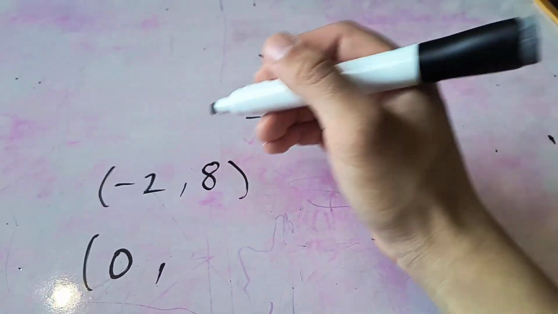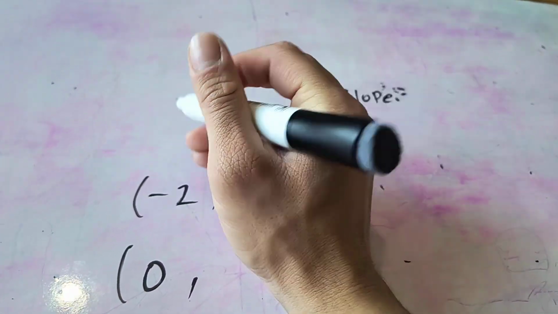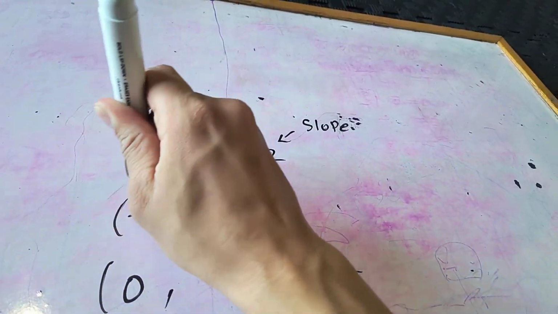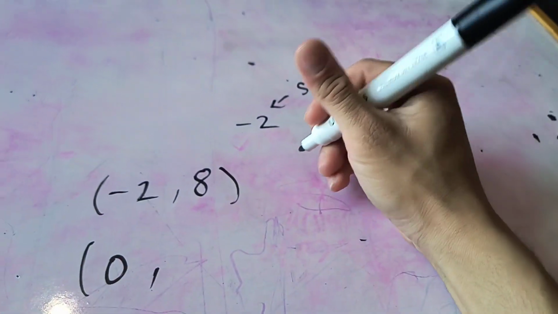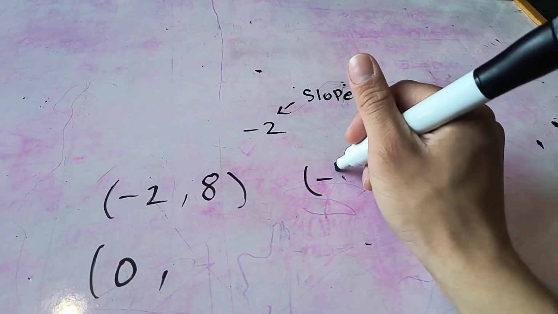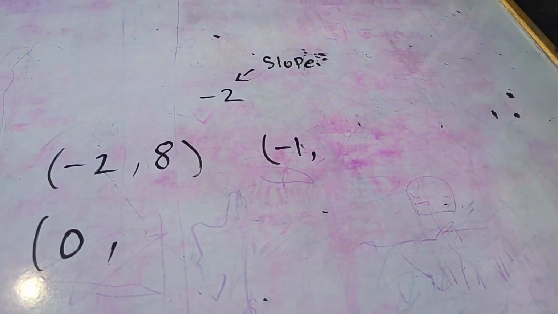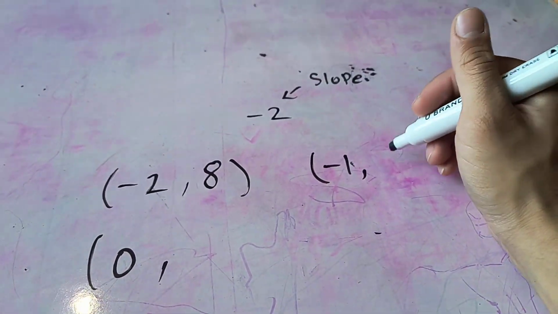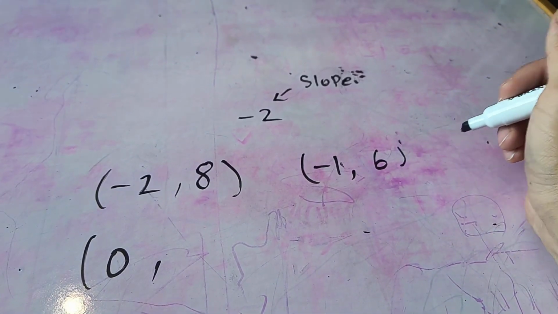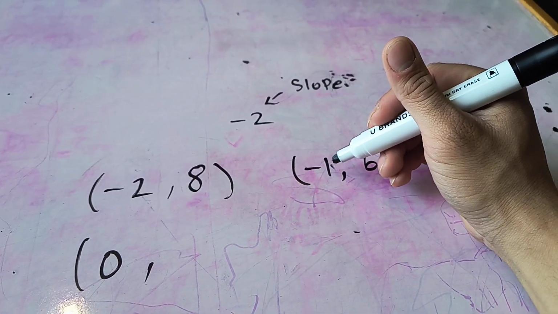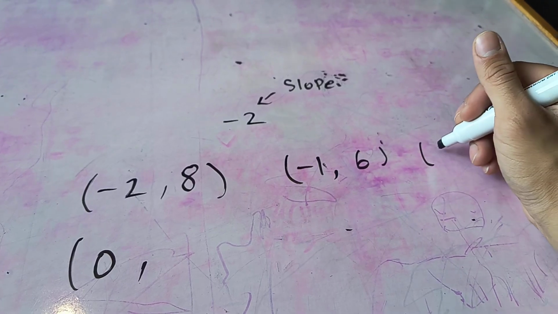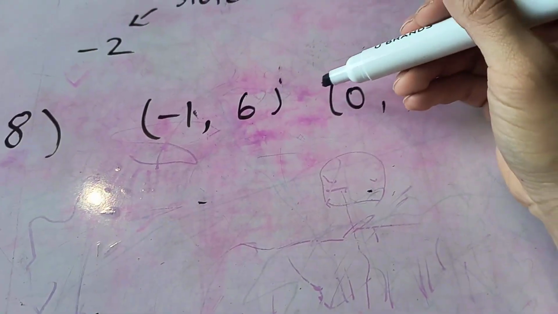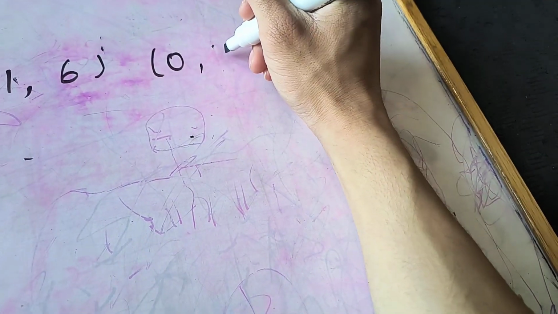So let's say we go from -2 to 1. Actually, wait. If we go from -2 to -1, that's a positive step in the x. So then 8 will decrease by 2, which means that y will be 6 now. And if we go from -1 to 0, that's another positive step in the x direction. That means y will decrease by 2, so 6 will become 4.